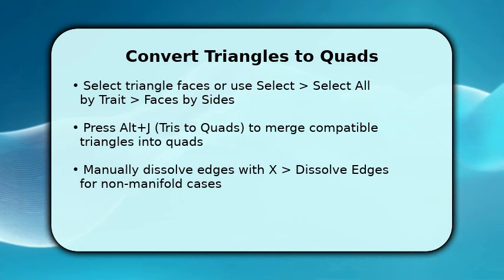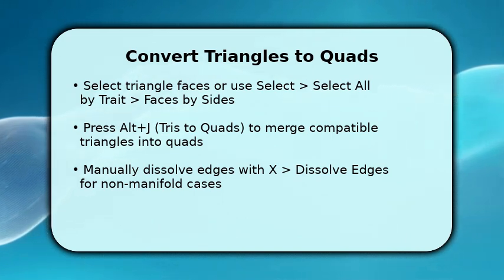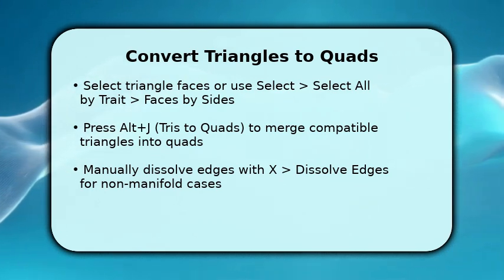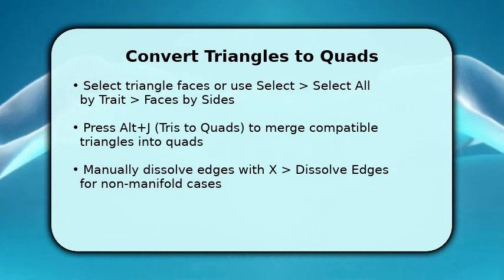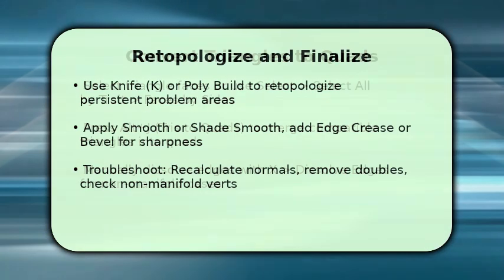If some triangles remain because geometry is non-manifold or complex, manually dissolve undesired edges with X, Dissolve Edges. Finish by retopologizing any remaining trouble spots using the Knife tool or Poly Build. You create new quads where needed and keep edge flow consistent.